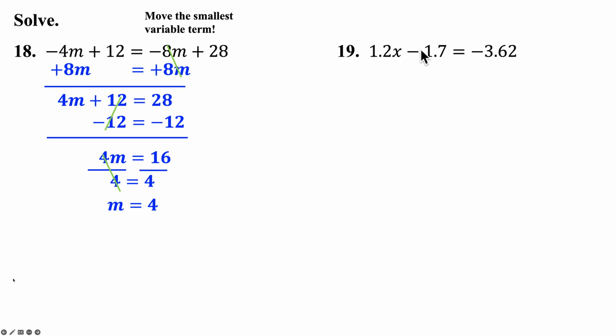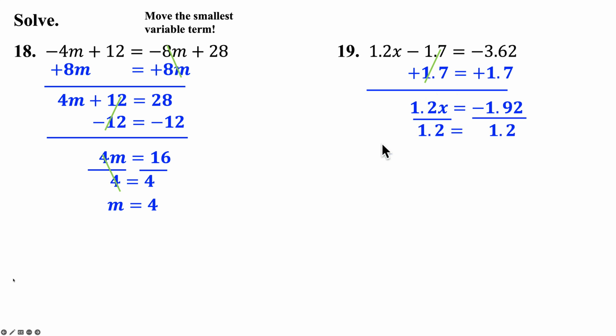19. 1.2x minus 1.7 is equal to negative 3.62. The x term is alone. Add over the 1.7. If you have to let your calculator do that number crunching, by all means do so. Then we divide by 1.2. Go to the calculator, divide that. X is equal to negative 1.6. So again, store it. Type in the left side. Make sure it equals that.